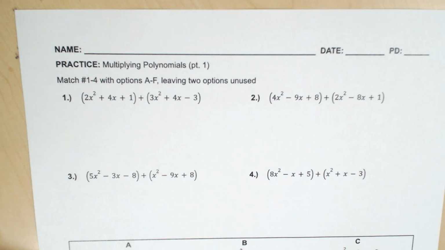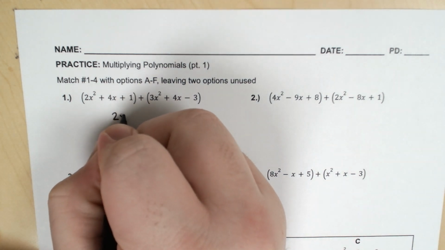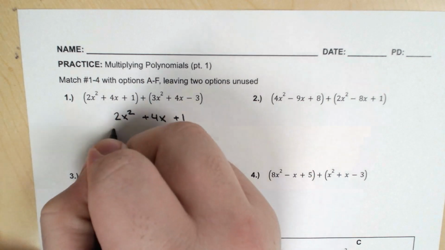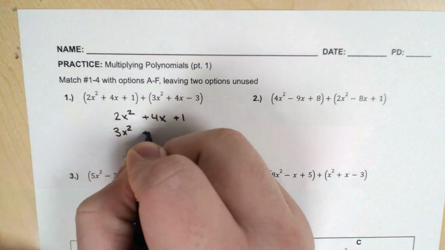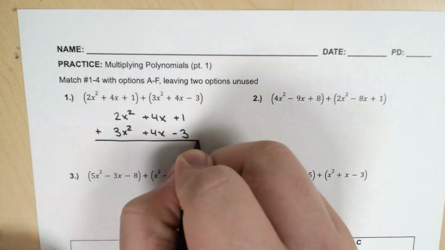Okay, so I'm giving you back your papers from yesterday that were just some practice with multiplying. Really, it was a cumulative practice of everything we've done so far. 1 through 4, we're just adding. So the way I usually like to write this is stack up the 2x squared plus 4x plus 1 and 3x squared plus 4x minus 3 and add those all together.